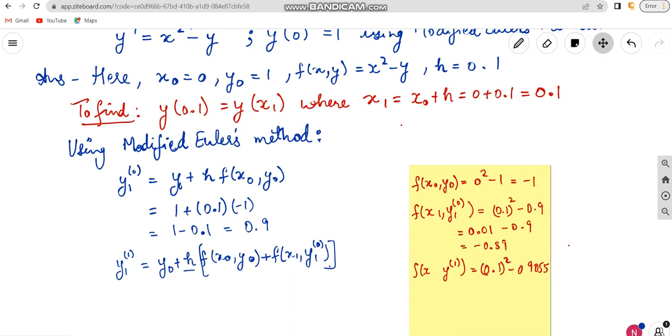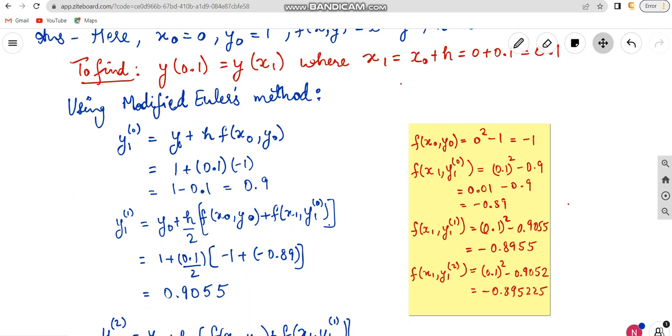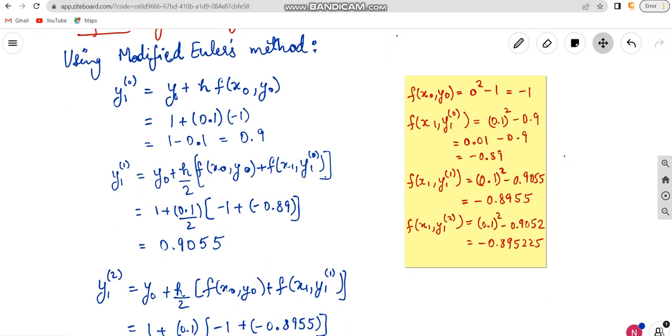Now the initial approximation y1 would be calculated using the normal Euler's method, that is y naught plus h times f of x naught comma y naught, and we are getting it as 0.9. Now I will correct this value, and how we can correct it using the modified Euler's method. The first approximation of y1 would be given by y1 at 1, which is equal to y naught plus h by 2 f of x naught comma y naught plus f of x1 comma y1 is the initial approximation. So substituting the values, I am getting the corrected value as 0.9055.